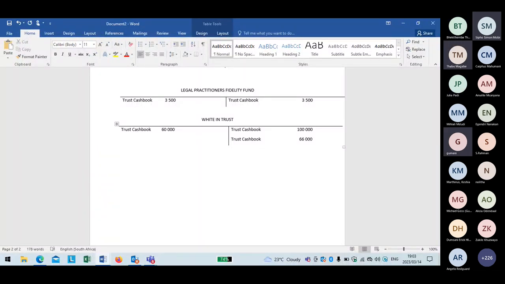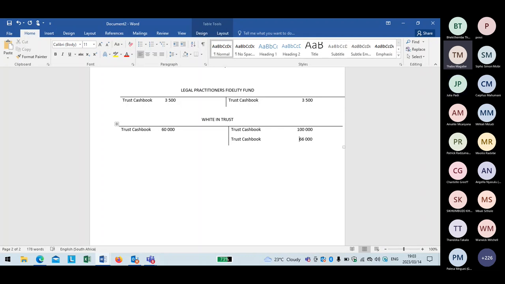Right. So quickly, A we dealt with. You see, A says record all the above transactions in your books of account. We have done it. We were busy with it. B says extract a list of trust balances as required by the LPC rules.